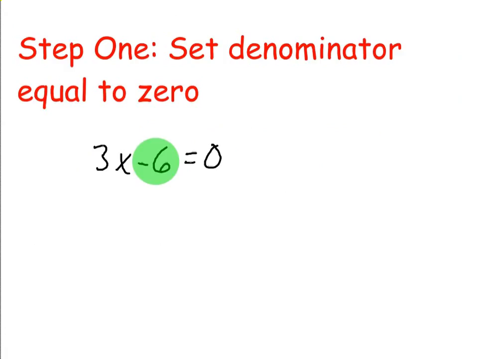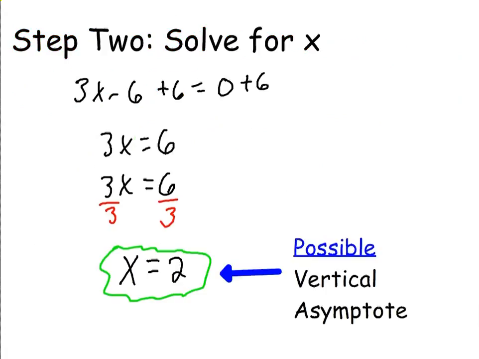I'll give you a second to copy this step down. We're going to set this equal to 0 and solve for x. For step 2, add 6, divide by 3, x equals 2. Now notice, I have this labeled. This is a possible vertical asymptote. Why? Because it could either be a hole or a vertical. You have to plug it back into the top to see.